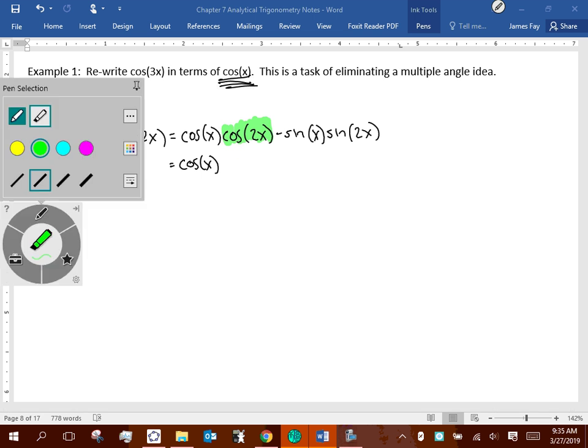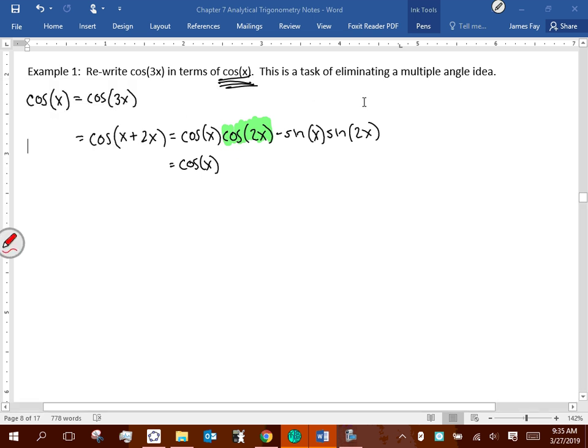And I want to make a substitution. I have 3 things that I'm able to substitute there. I'm able to substitute cosine squared x minus sine squared x, 1 minus 2 sine squared x, or 2 cosine squared x minus 1. And that's the one I'm going to use. I'm going to replace this with 2 cosine squared x minus 1.